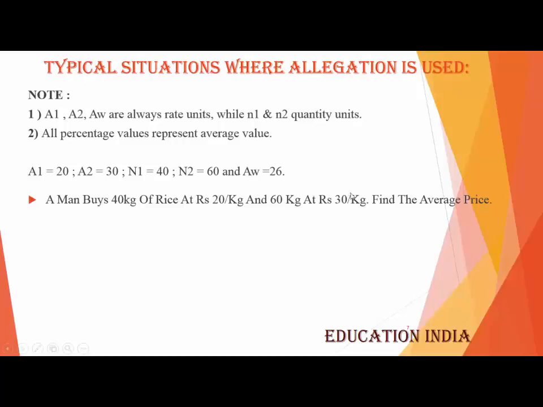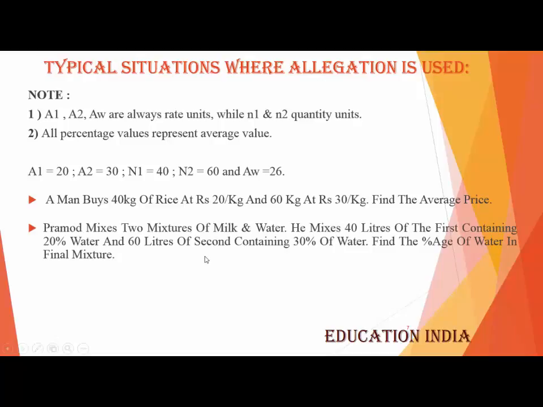You can check it out here also. A1 should be 20, A2 should be 30, N1 should be 40 and N2 should be 60. So solving for AW, we will be getting AW as rupees 26 per kg. Let's go on for the second situation.